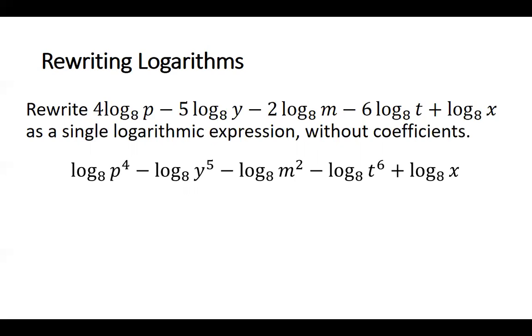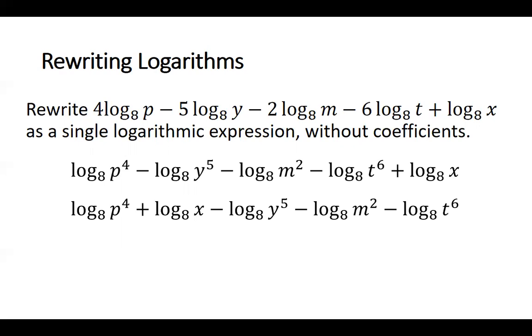That doesn't change. Now what I'm going to do, just for simplicity's sake, and you don't have to do this, when you get better at this, you'll recognize that you can just do this without this step, is pull together the pluses. I've got plus log base 8 of p to the fourth, and plus log base 8 of x. So I'm just going to bring those together, giving me log base 8 of p to the fourth plus log base 8 of x. Then all my subtractions: minus log base 8 of y to the fifth, minus log base 8 of m squared, minus log base 8 of t to the sixth.